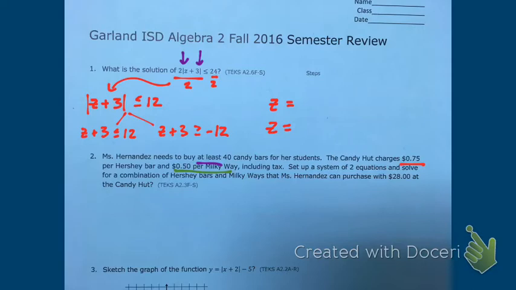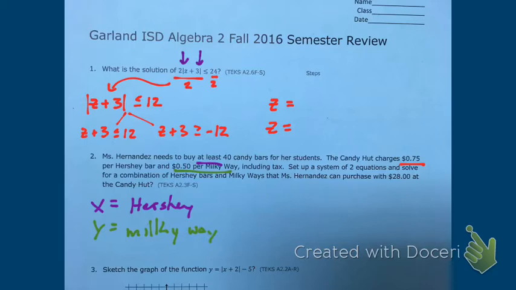What we should always do first here is identify what your variables are. So if we know that we have an x and a y, we can say that our x is going to be our Hershey bars and our y is going to be our Milky Ways.